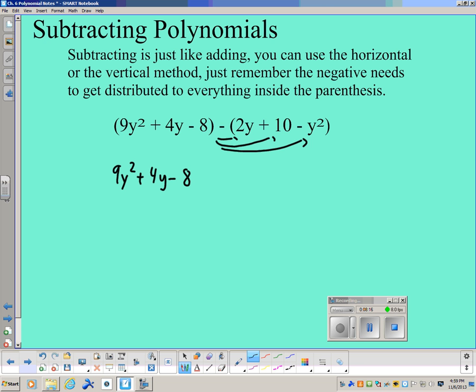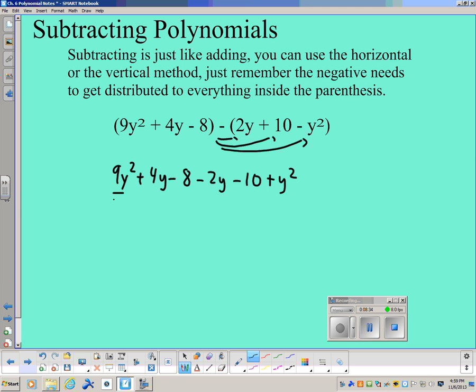So that one stays exactly the same. The first set of parentheses, there's no change. So distribute the minus sign, I get a minus 2y minus 10 and a plus y squared. So you're going to change the signs of everything in the second parentheses. So then I just combine my like terms.